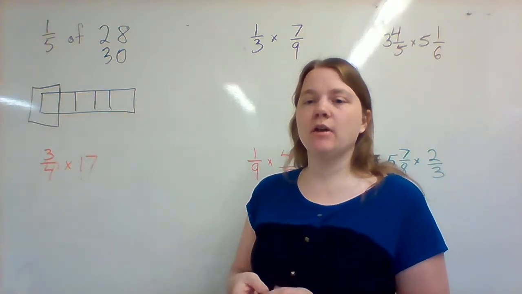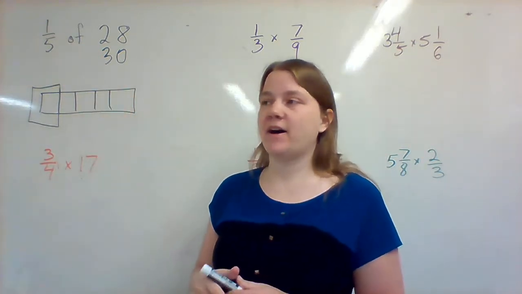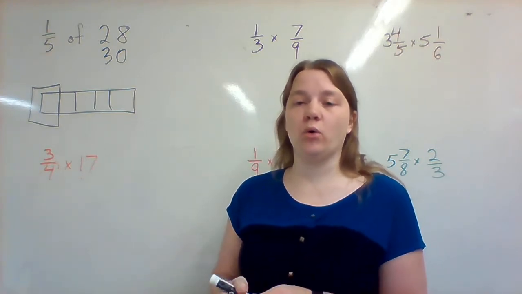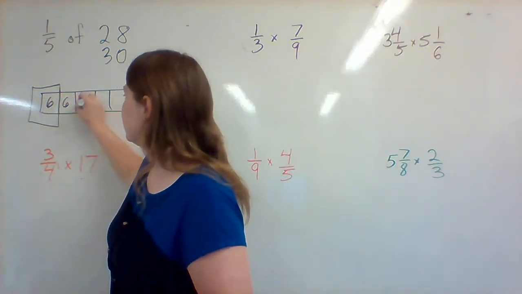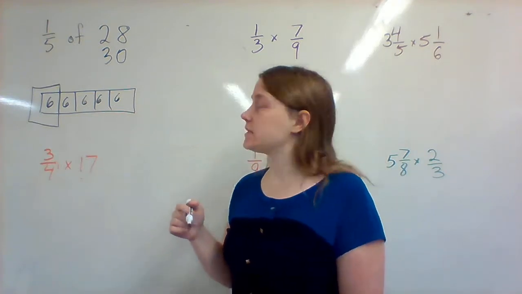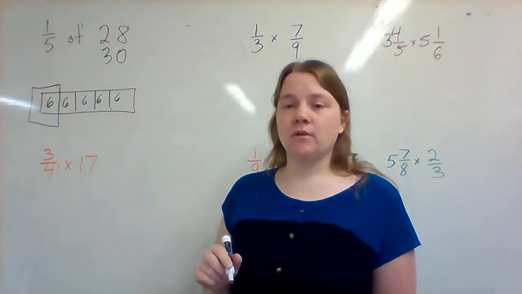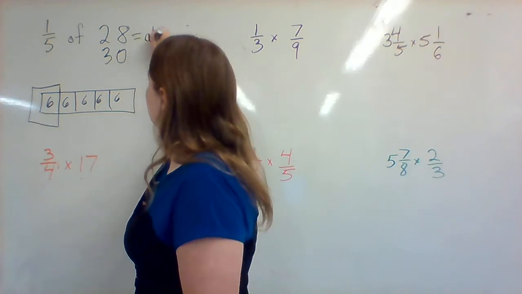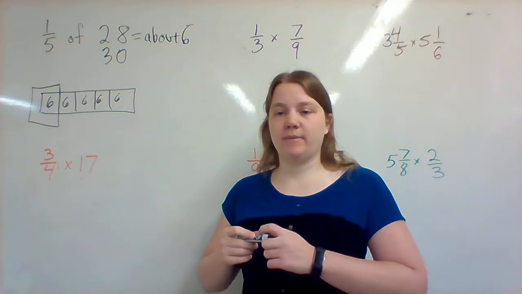How much is that? So what I want to do is take 30 and divide it by 5 to figure out how 30 fits into here with these 5 pieces to make a whole. 30 divided by 5 is 6. So I'm going to put the number 6 in each one of those pieces, which means that 1/5 of 30 is 6. So 1/5 of 28 is about 6. And there I have my answer.